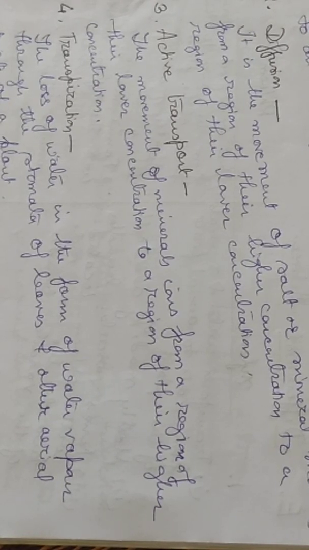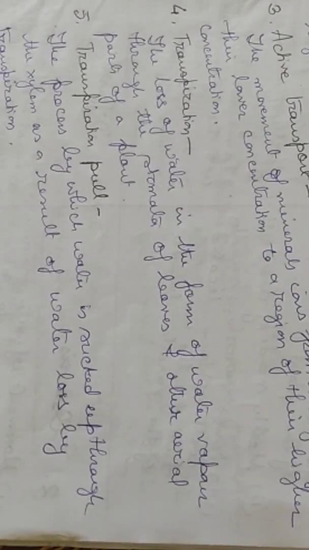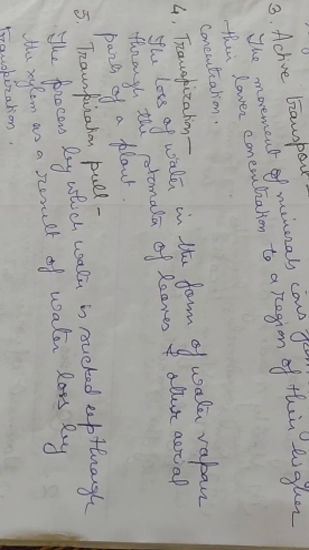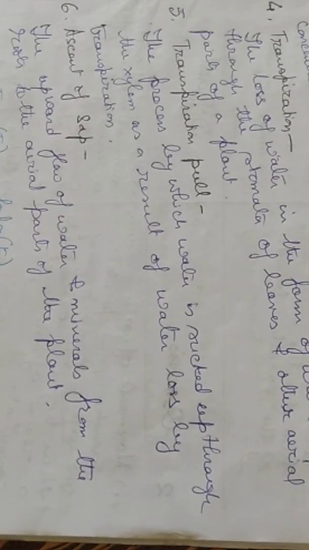Then transpiration: the loss of water in the form of water vapor through the stomata of leaves and other aerial parts of the plant. It is the loss of water in the form of water vapor through the stomata which are present on the leaves, and also from the other aerial parts of the plant.